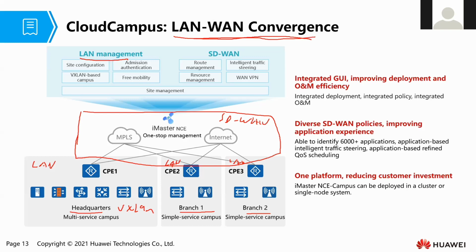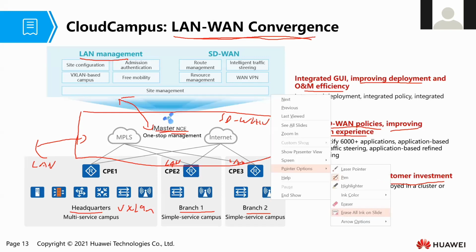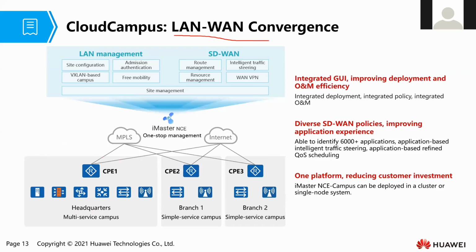The main benefit of this one is that we can improve deployment efficiency, we are able to introduce SD-WAN policy improving application experience, and we have one platform reducing customer investment. Basically, by using NCE Campus, you can configure all these things just by logging in to our NCE Campus. You don't need to log into each device to configure the routing, BGP, or OSPF. You don't need to log in to all the devices one by one using the console. You can do all the configuration on our NCE Campus. This is one of the benefits of our LAN-WAN convergence solution.